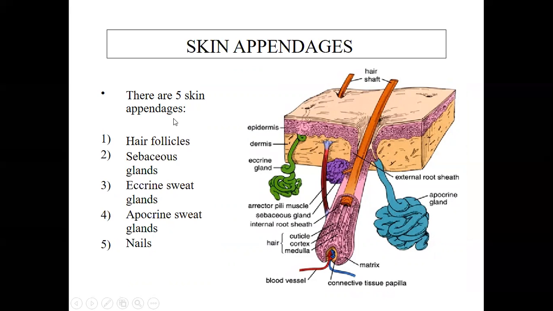Okay, there are 5 skin appendages present. We have the hair follicle, sebaceous gland, eccrine sweat gland, apocrine sweat gland, and also the nail. Well, we only focus on these 4 components.